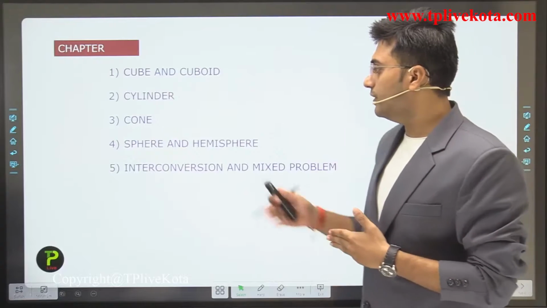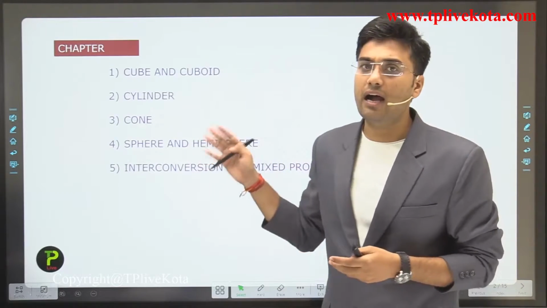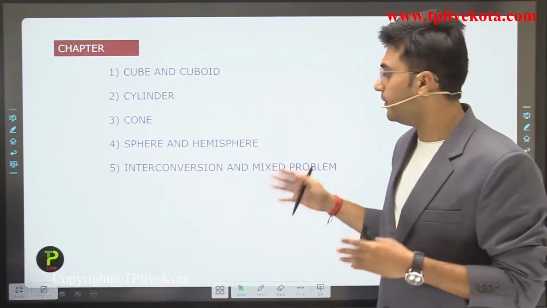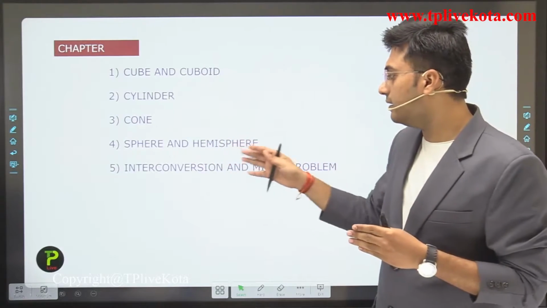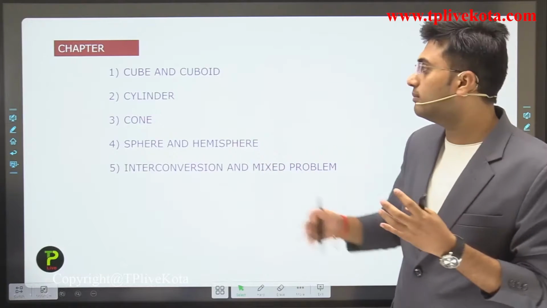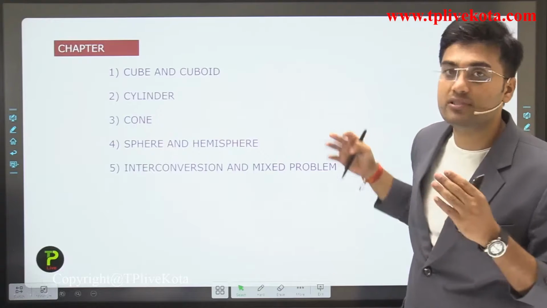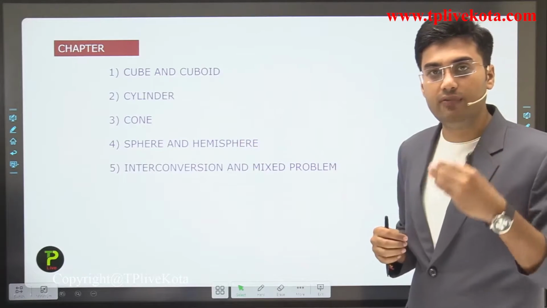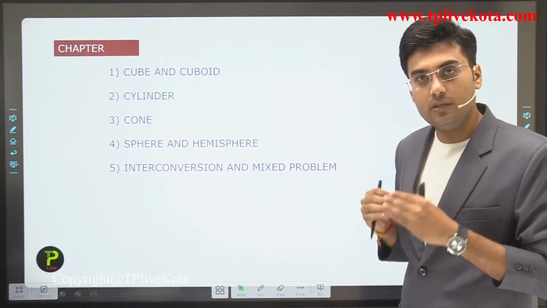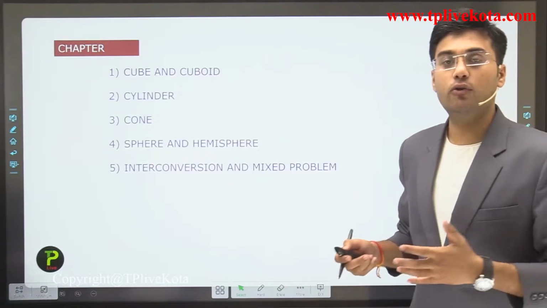Then after this we discuss sphere and hemisphere, and after this we discuss some questions based on interconversion and mixed problems of cube, cuboid, cylinder, cone and sphere and hemisphere. Clear? So these are the few topics which will be covered in this chapter. Clear? So students, now let's discuss the cuboid.